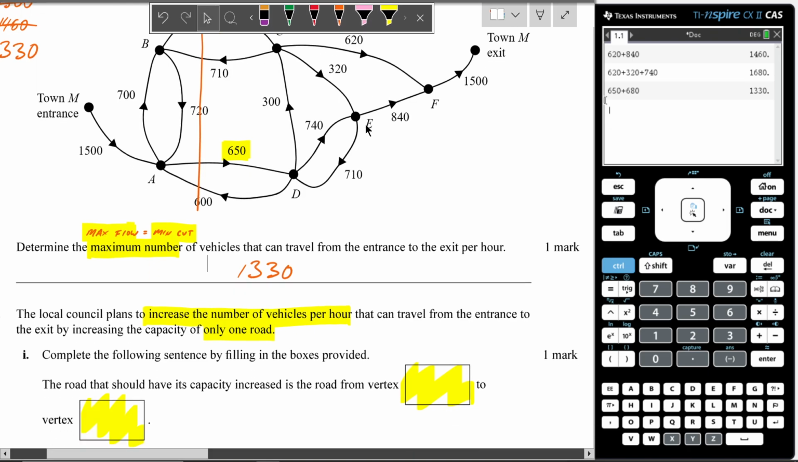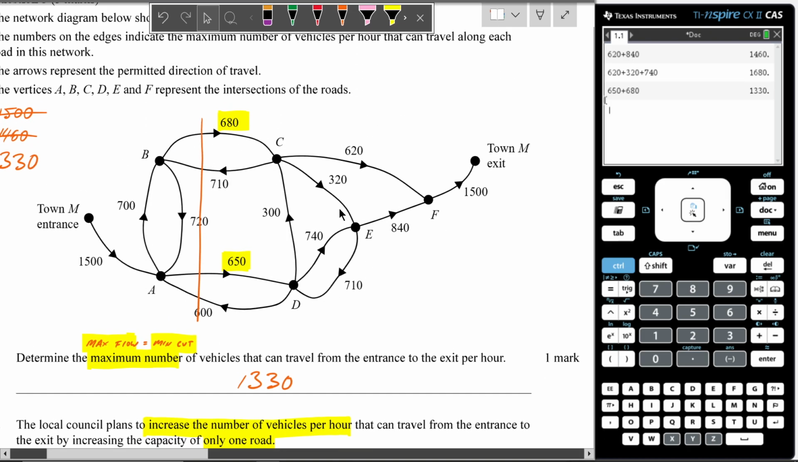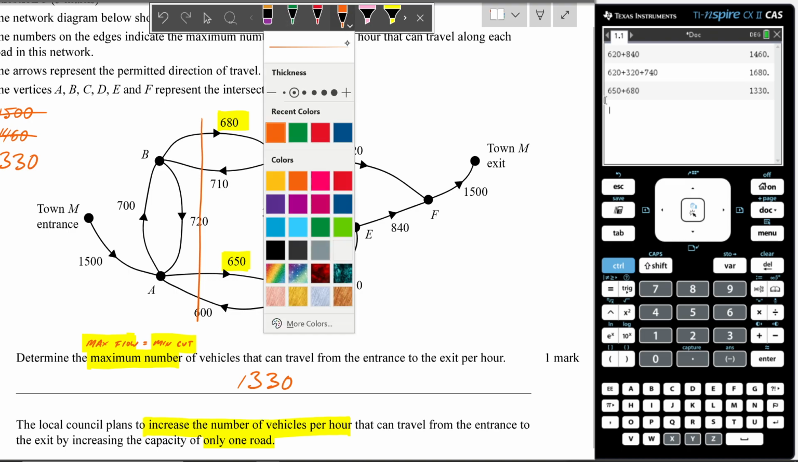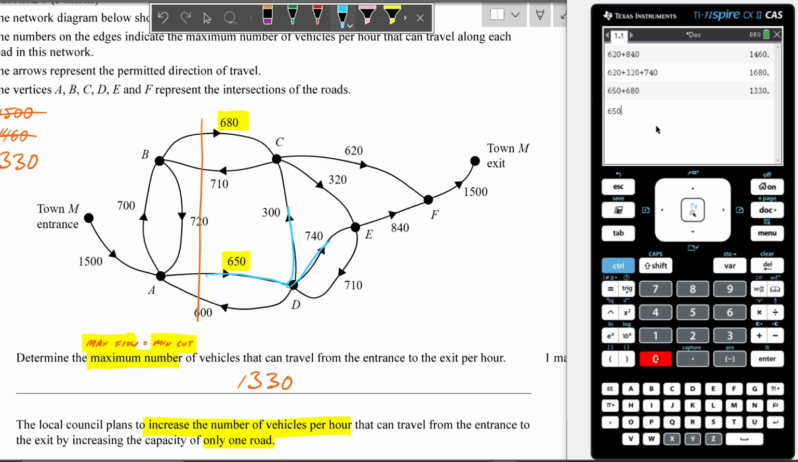Now, once we're here, we need to figure out which of these we would increase in order to make this thing flow more. If we were to look here for a moment, we know that we have the full 650 cars coming through. Let me do this in blue. We know that we have the full 650 cars going through this way. If we have 300 going up that way, how many do we have going through that way? Well, I have 650 minus 300.